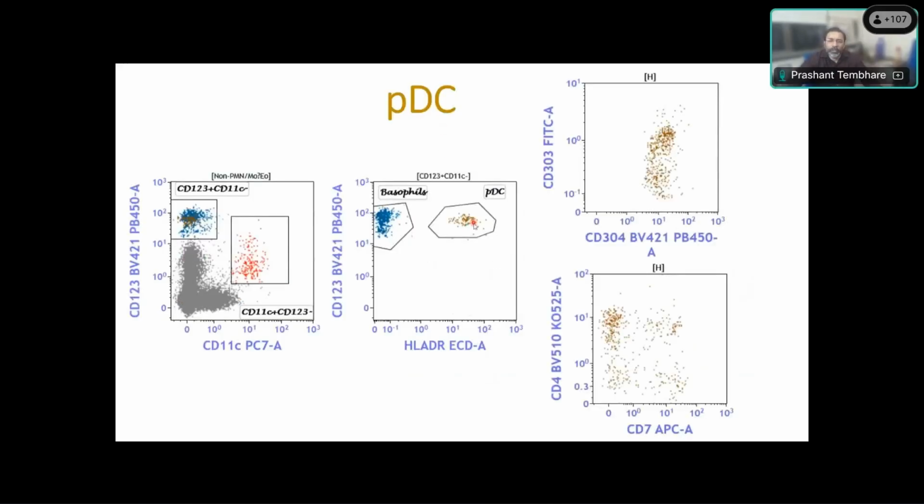Now coming to the subsets of PDCs, PDC can be further subdivided using CD4 and 7. So you can see the PDC show expression of 303, 304, and they can also have lymphocyte antigen expression like CD7, 4, 56, 5. These are normal PDC.